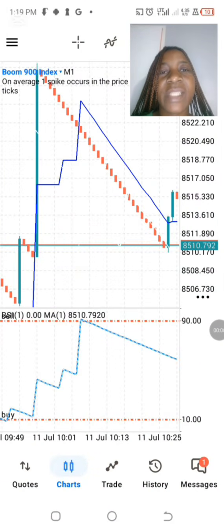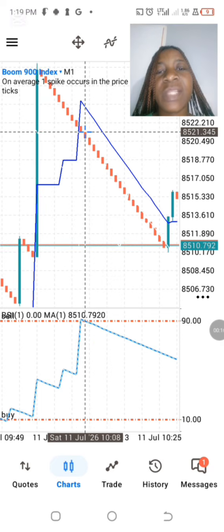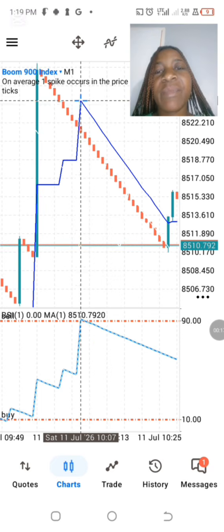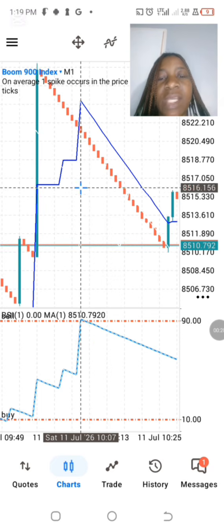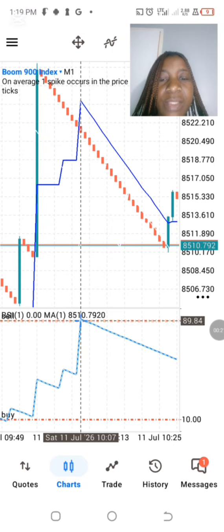We are now in boom 900, and the conditions of selling are still the same. So we need to first check on our main chart. Like I've said, the Ichimoku must cross above the candlesticks, the Ichimoku must cross above the price like what happened here, and we come for confirmation on the indicators window.